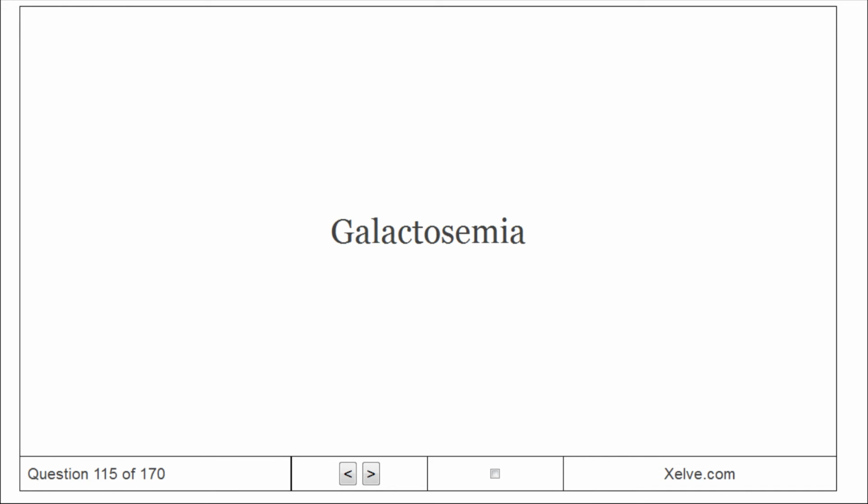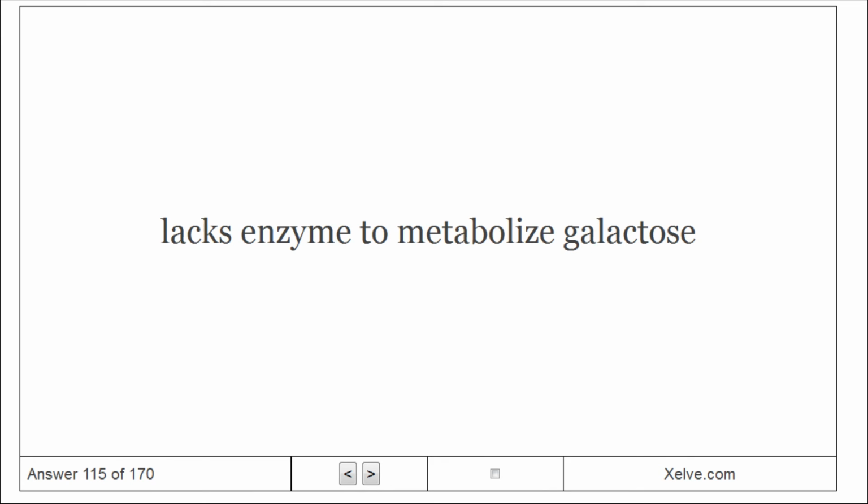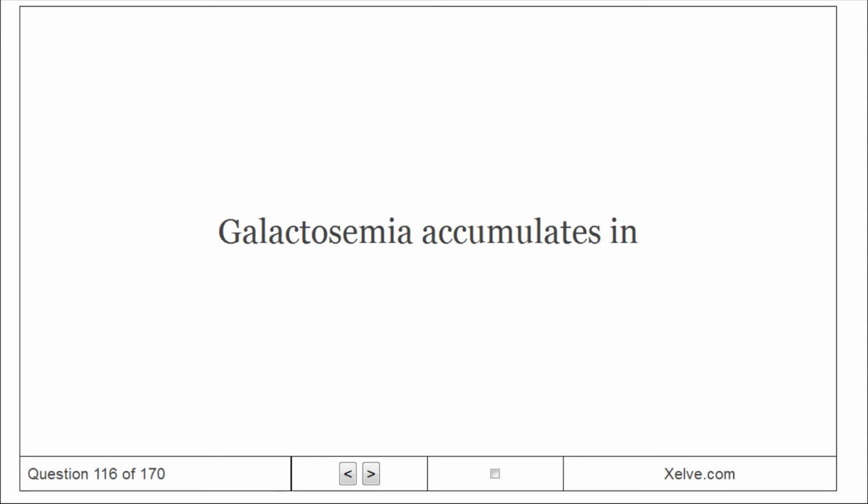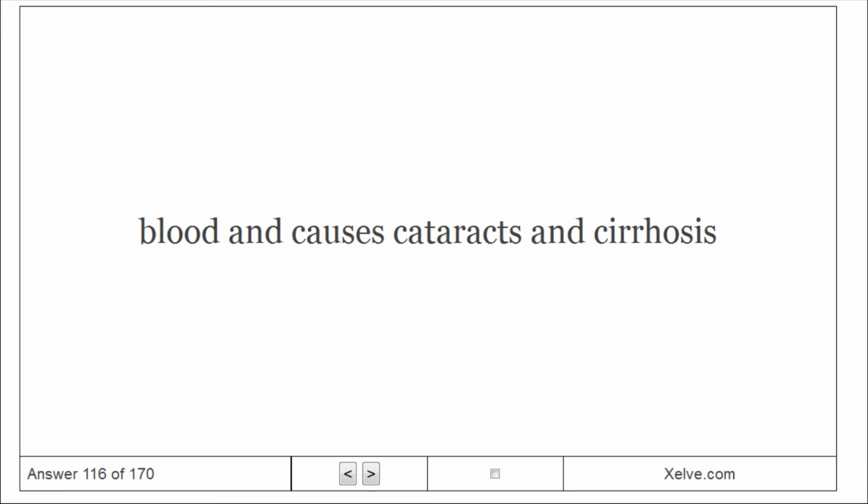Galactosemia: lacks enzyme to metabolize galactose. Galactose accumulates in blood and causes cataracts and cirrhosis.